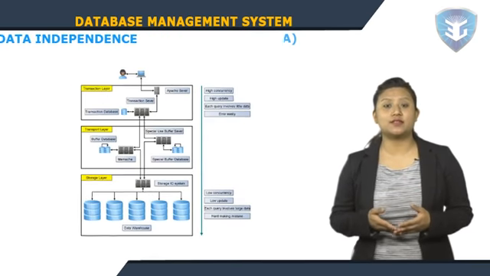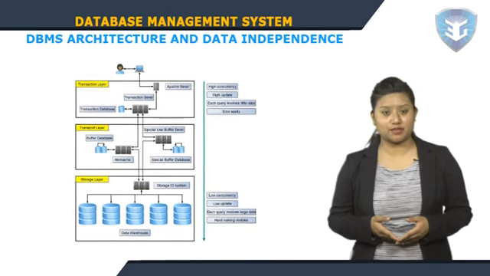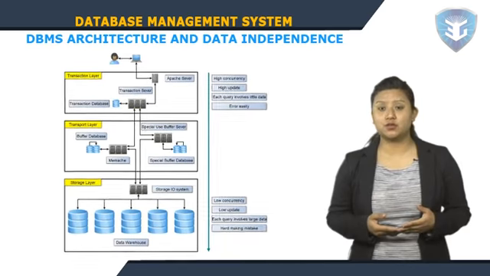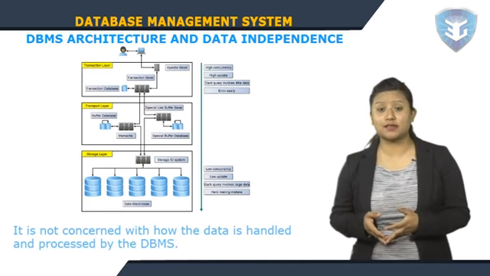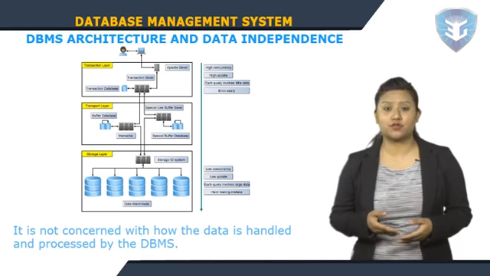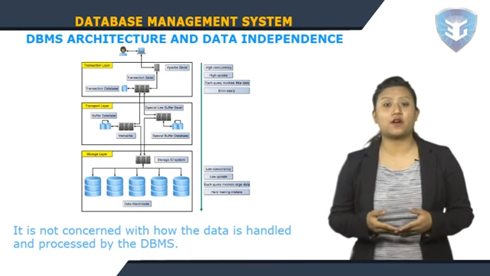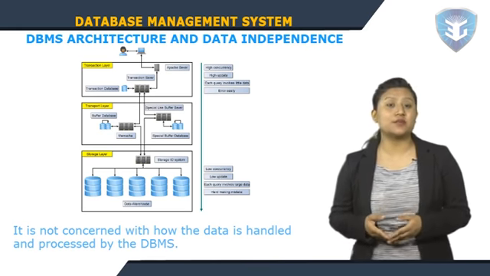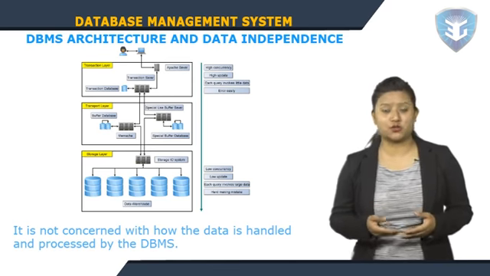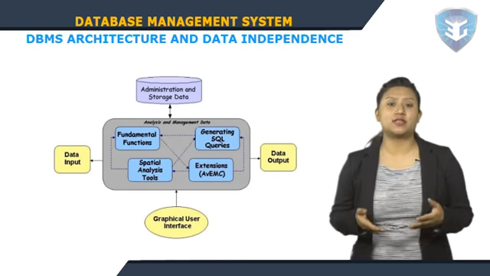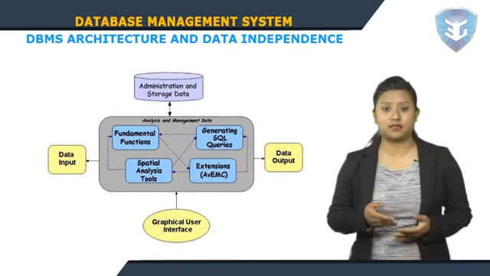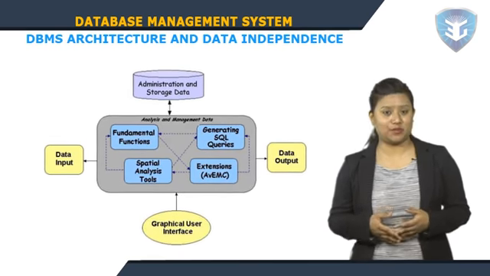Let us now understand the DBMS architecture and the data independence. The DBMS architecture describes how data in the database is viewed by the users. It is not concerned with how the data is handled and processed by the DBMS. The database users are provided with an abstract view of the data by hiding certain details of how data is physically stored. This enables the users to manipulate the data without worrying about where it is located or how it is actually stored. In this architecture, the overall database description can be defined at three levels, namely internal, conceptual and external levels, and thus named three-level DBMS architecture.